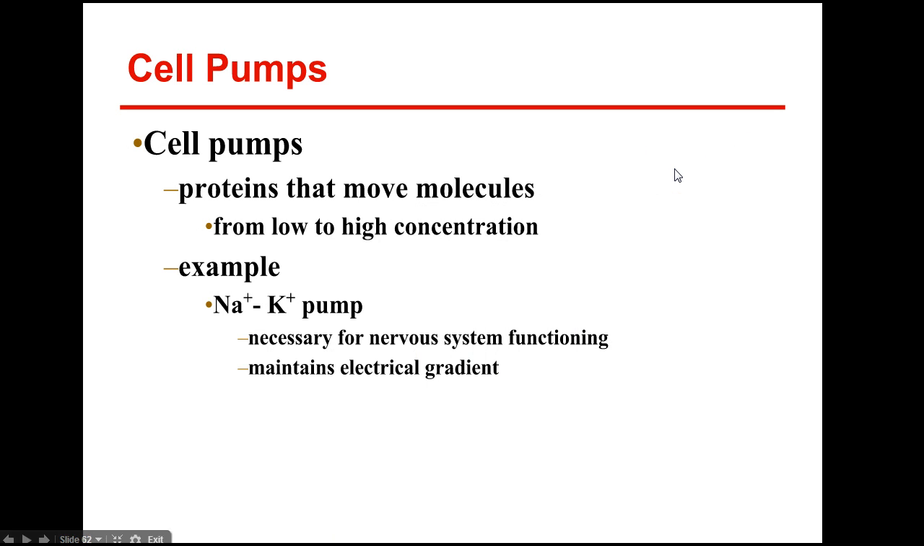First example is called a cell pump. These are proteins that are going to move molecules, again, from low to high, so we're going uphill. One example is called the sodium-potassium pump. You guys can see sodium and potassium. It's necessary for our nervous system to function, and it maintains what we call an electrical gradient, or an electrical charge on both sides of the cell.